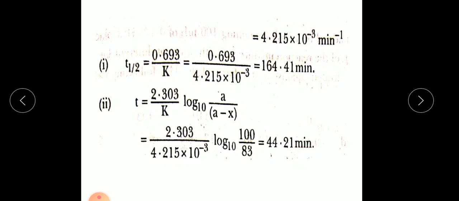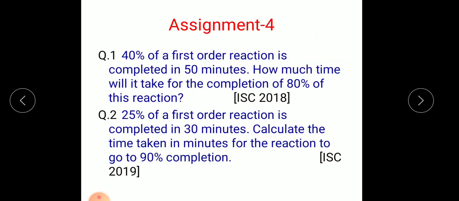Okay, now in a similar way to how we have solved here, today's assignment, that is assignment number 4. Question number 1 is: 40% of a first order reaction is completed in 50 minutes. How much time will it take for the completion of 80% of this reaction? So you'll follow in a similar manner. This question came in the year ISA 2018.